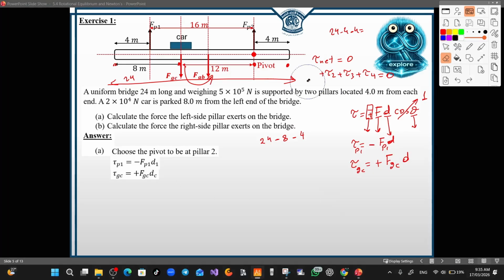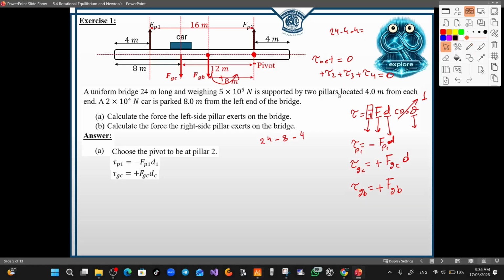Now, for the FGB, the rotational effect here is in the counterclockwise direction, which means the sign should be positive. So the tau GB is equal to plus the force GB multiplied by the distance between the point of application of this force and the pivot. Now here the distance will be calculated in the same way, and this distance will be 8 meters.